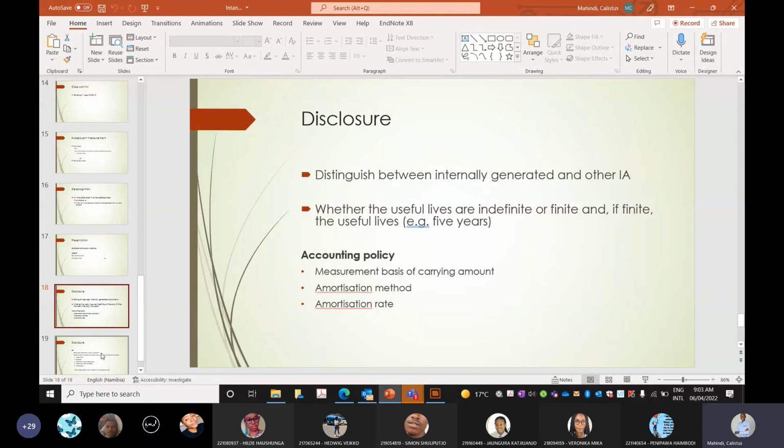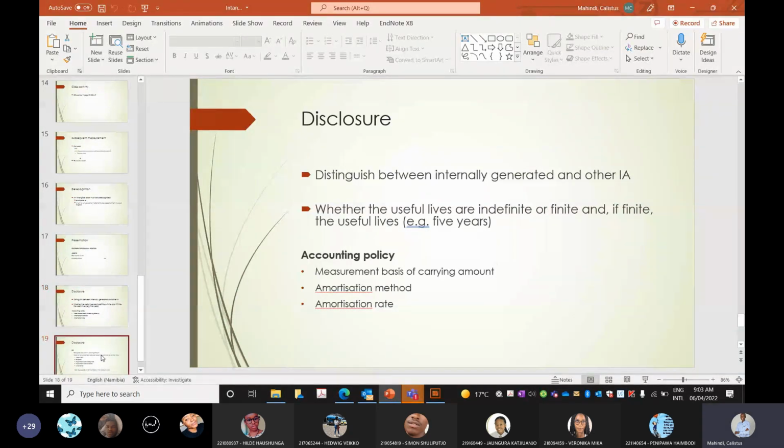In the accounting policy, you look at your measurement basis of carrying amount. Are you using the cost model? Are you using the revaluation model? The amortization method, is it the straight line method? Is it the production units method? Amortization rates? All of that would be included in your accounting policy.